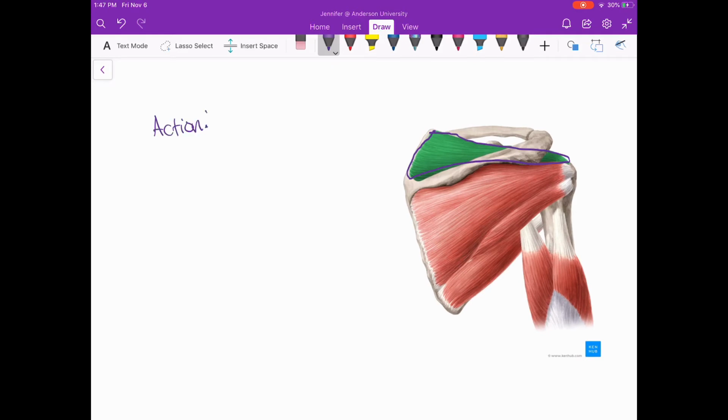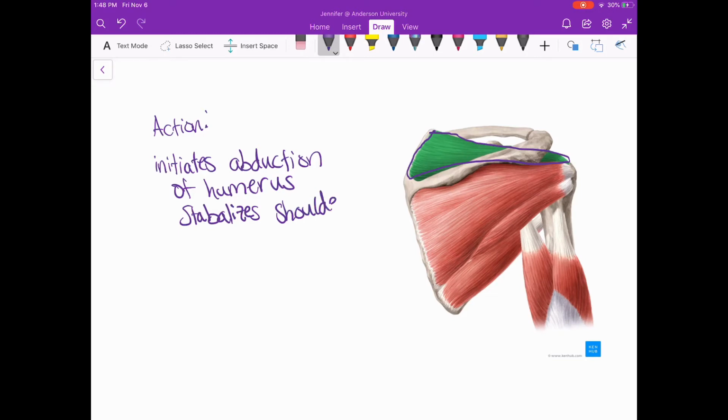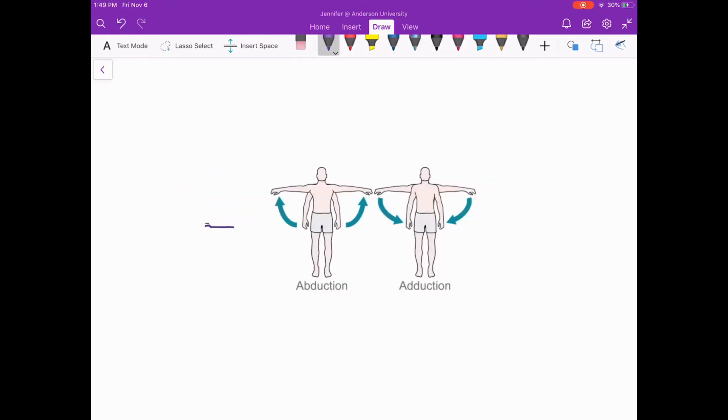The action for the supraspinatus: it initiates abduction of the humerus, and it also stabilizes the shoulder joint. So the glenohumeral joint, which is a ball and socket joint, as we know. Abduction means it moves away from the midline. And again, we have this little diagram showing abduction, which the supraspinatus aids in.